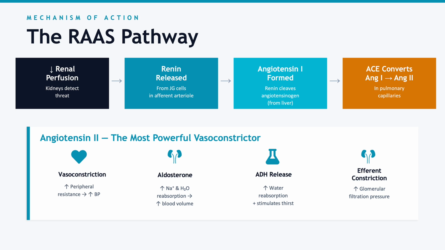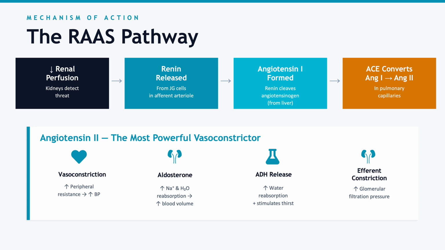ACE is found primarily on the endothelial surface of pulmonary capillaries, but it is also present in the kidneys, brain, and other vascular beds. ACE cleaves 2 amino acids from angiotensin 1, converting it into angiotensin 2, the most powerful vasoconstrictor the body can produce. Angiotensin 2 does several things simultaneously. It directly constricts arterioles, raising peripheral resistance and blood pressure.